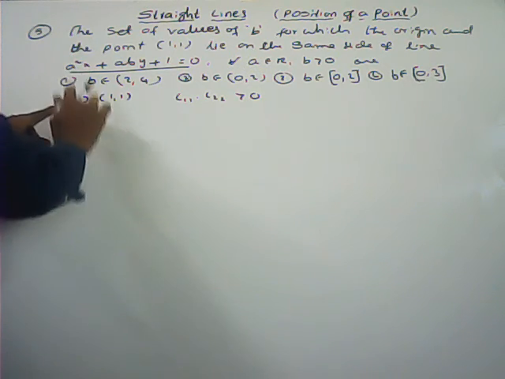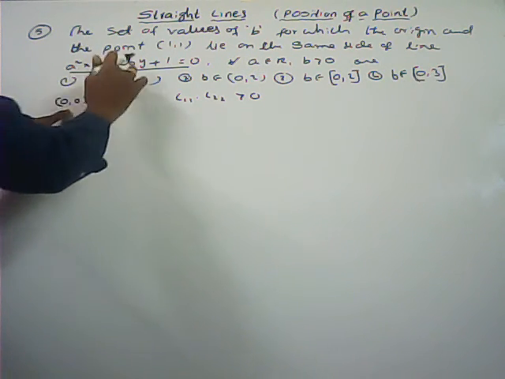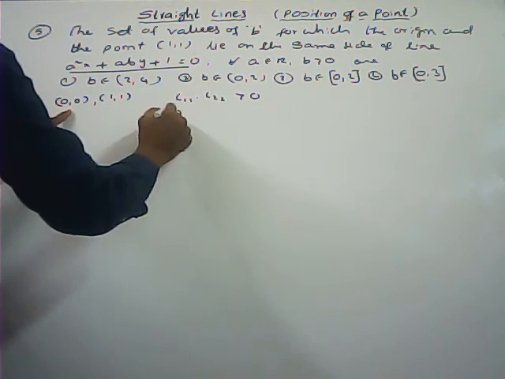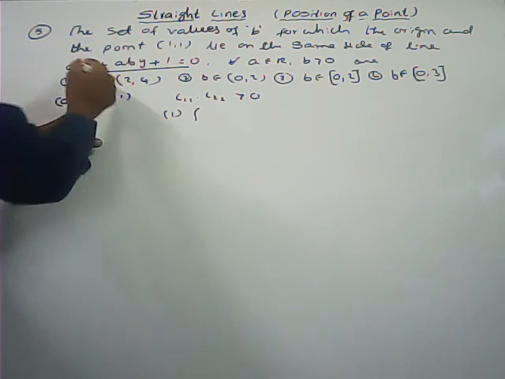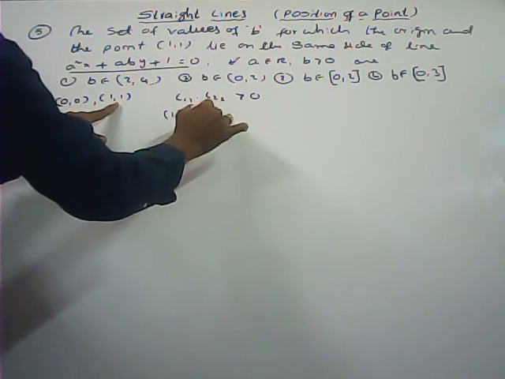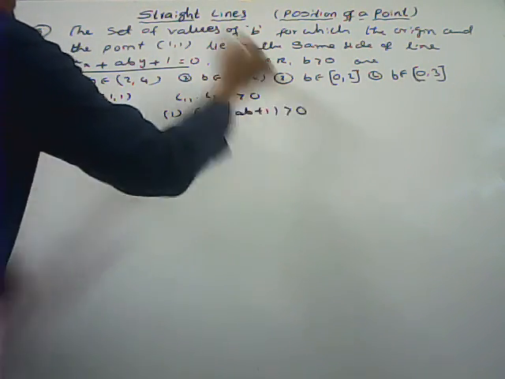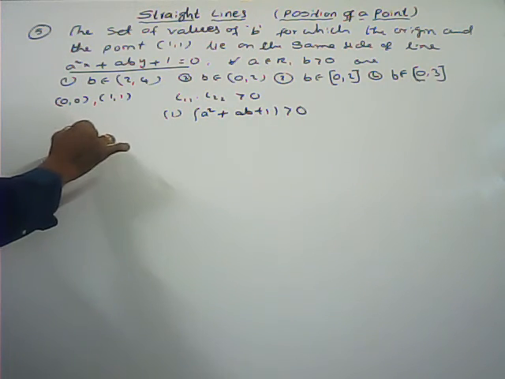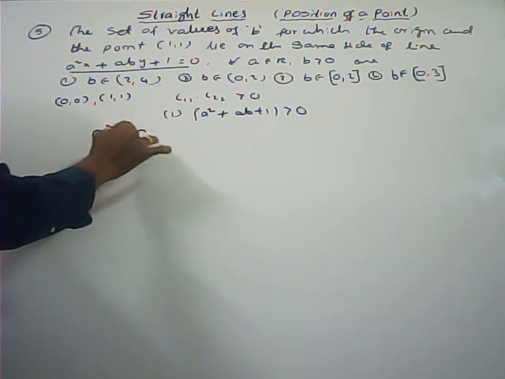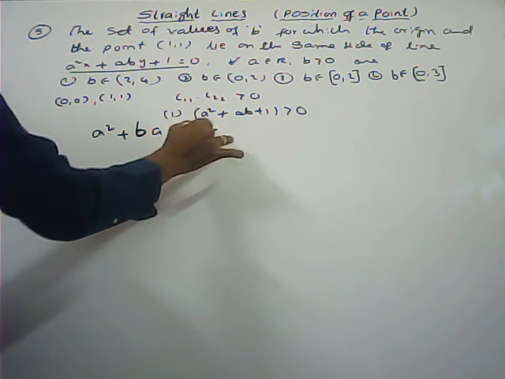For L11, in this equation you can substitute x comma y; we will get 1 only in that expression. For L22, in the place of x comma y you can put 1 comma 1: a square plus ab plus 1 is more than 0. So here we got the inequality a square plus b into a plus 1 is greater than 0.